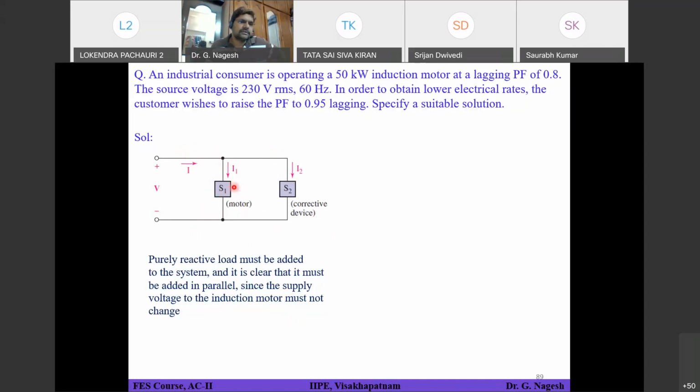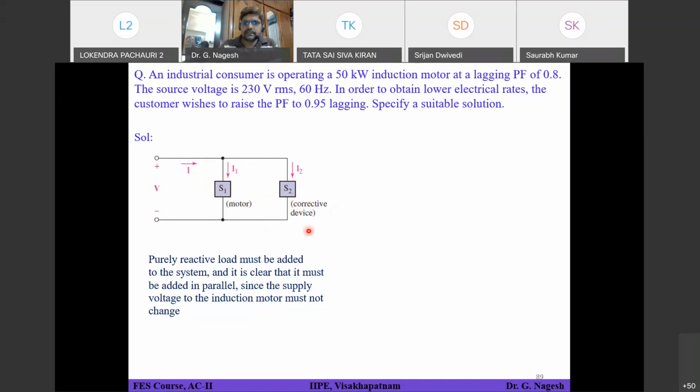Here S1 is nothing but the existing load which was given in your question, and S2 is what we are trying to design, trying to connect in parallel to that. So you can consider the circuit in this fashion. This is the total voltage and this is the total current, and it divides into two currents, I1 and I2. We have to find out what is this S2, what is the element, and what is the value of that element.